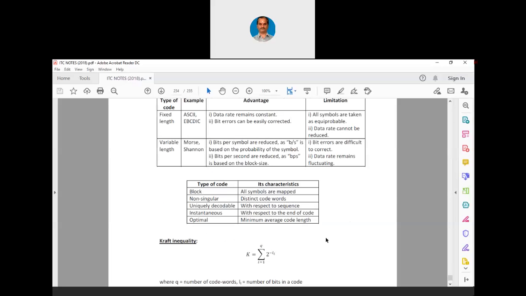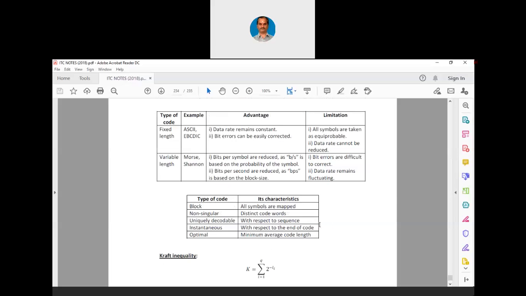So the advantage here is bits per symbol is also going to be reduced because it is based on the probability of the symbol. Bits per second are also going to be reduced as BPS is based on the block size. So this bits per second is nothing but that capital R which we have been using. And bits per symbol is nothing but that small rs which we have been using.